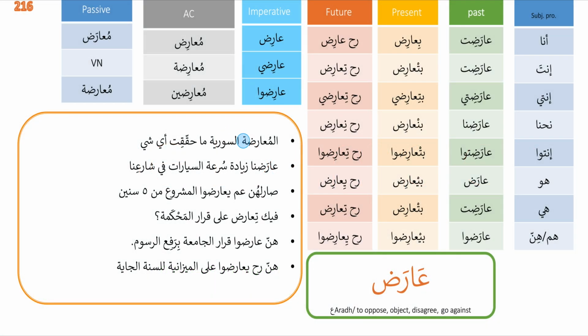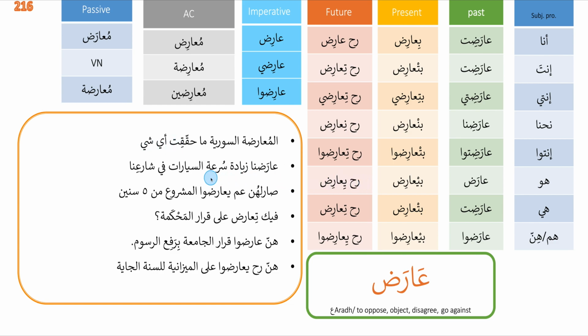A number of examples for you. المعارضة السورية ما حققت أي شيء. المعارضة, the opposition, السورية, the Syrian opposition. ما حققت, did not achieve or fulfill. Here is to achieve. أي شيء, anything.